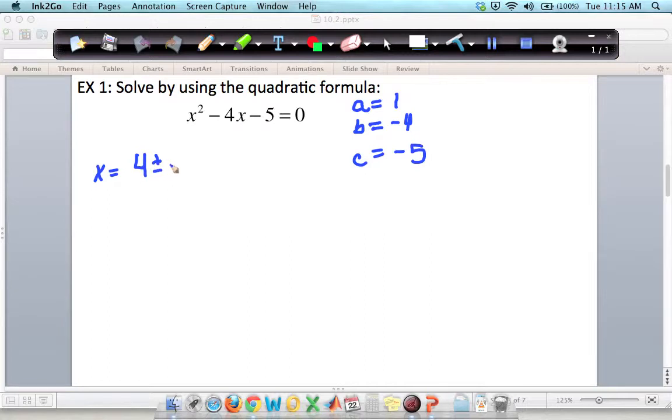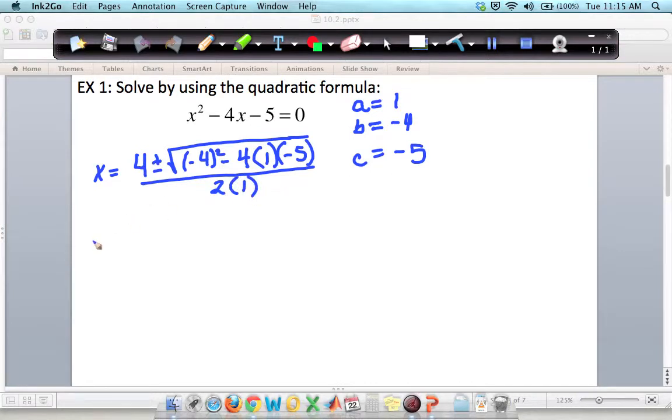Plus or minus the square root of b squared minus 4 times a times c all over 2 times a. And now we're just going to simplify. So this becomes 4 plus or minus the square root. Negative 4 squared, this should be a positive 16. And then be careful with your signs. Negative 4 times 1 times negative 5 is a positive 20.